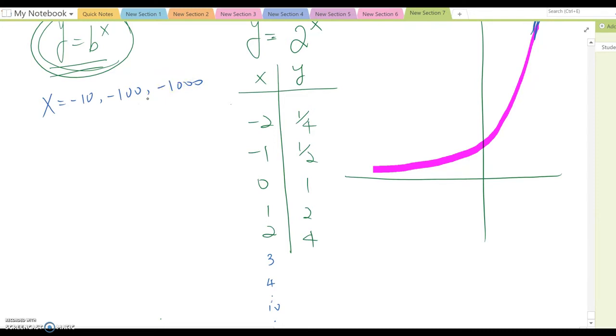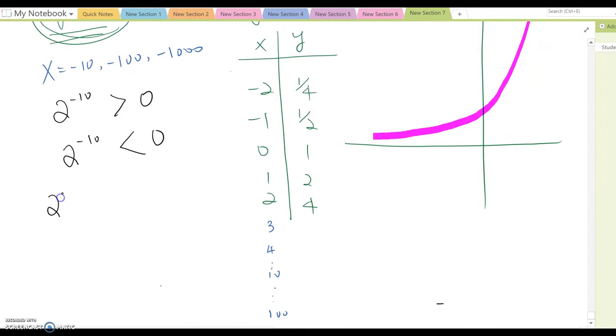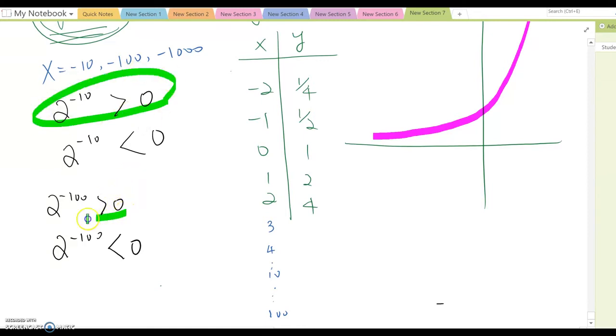So my question is, do you think 2 to the negative 10 is still bigger than 0, or 2 to the negative 10 will now be less than 0? Similarly, 2 to the negative 100, is it going to be bigger than 0, or is 2 to the negative 100 less than 0? In both cases, the answer is bigger than 0 here.